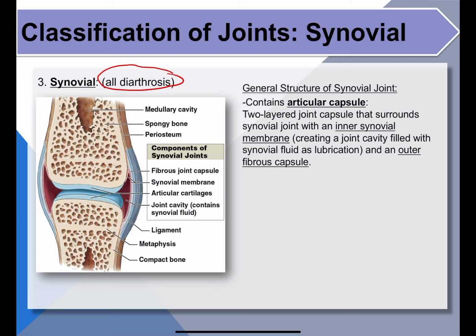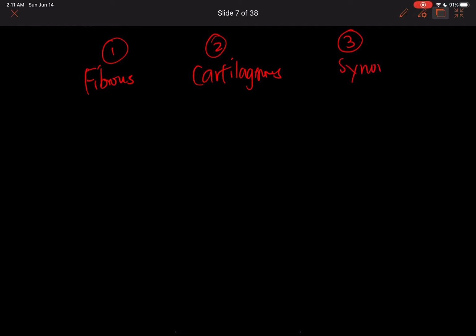Okay, so the first thing I will do with this chapter, once you're done listening to my lecture, or you can pause in between, is make a little flow chart. Okay, where you have fibrous, cartilaginous, synovial. I'm going to draw that really quick. So fibrous, cartilaginous, okay, and then you have synovial. And then I will split that into their subcategory types.